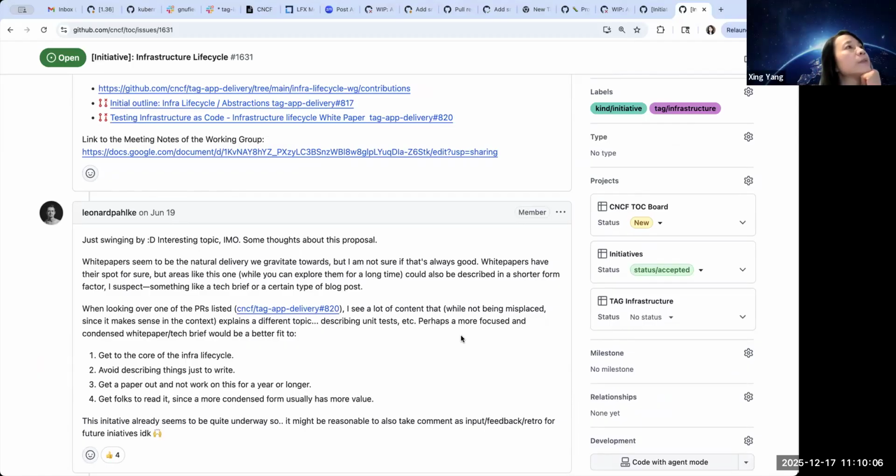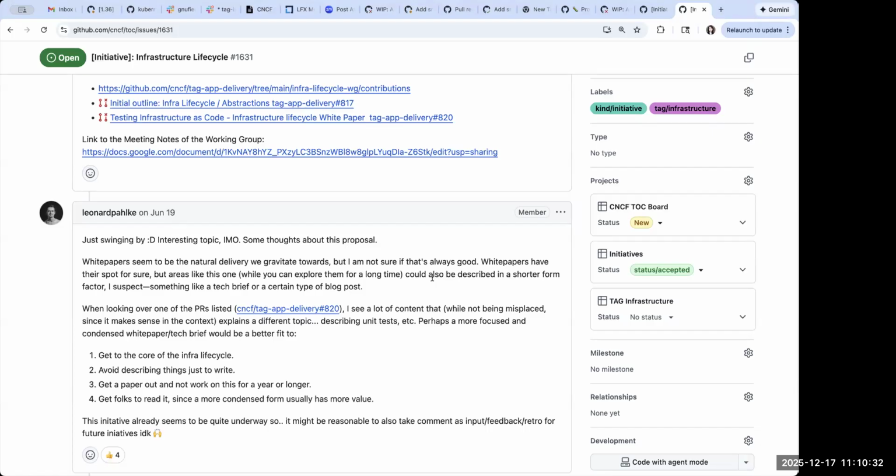Okay, let me actually read this one. Shorter form, I think that's what TOC has been saying, right? This seems to be in line with what TOC has said. They don't want a big white paper. It's hard to review, so they want us to make it less than 5 pages. So I think we got that comment.